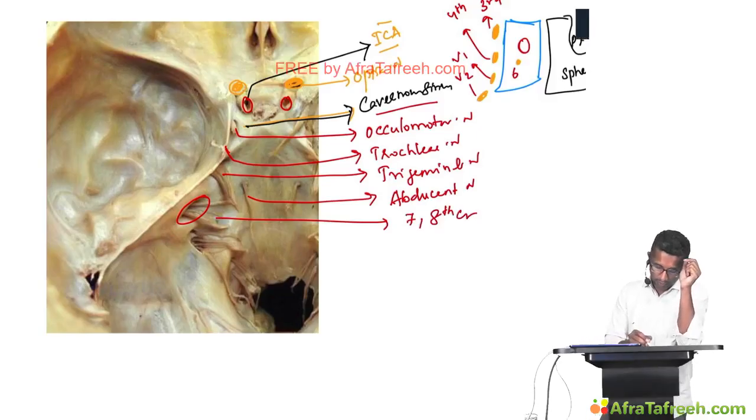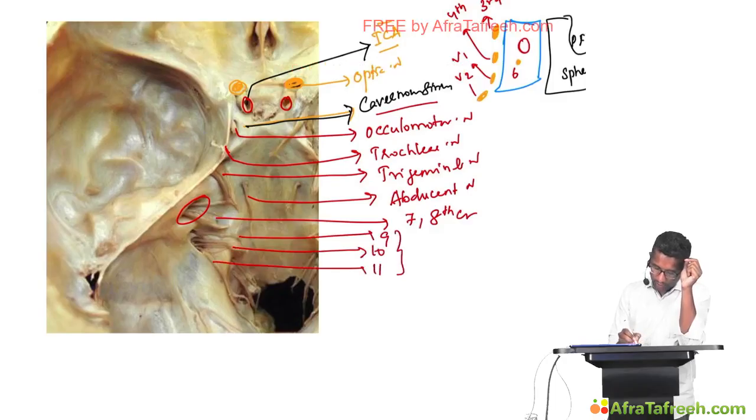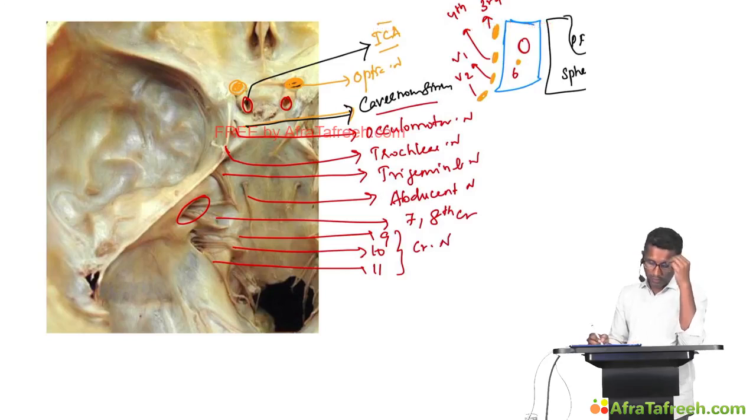Below this you have this foramen, which allows the passage of the 9th, 10th and 11th cranial nerves. So these three nerves, the glossopharyngeal, vagus and the accessory nerves, pass through this foramen. This is the jugular foramen that we are seeing there.